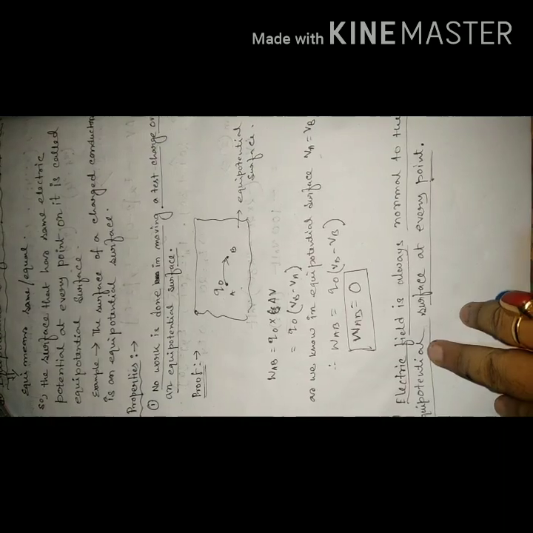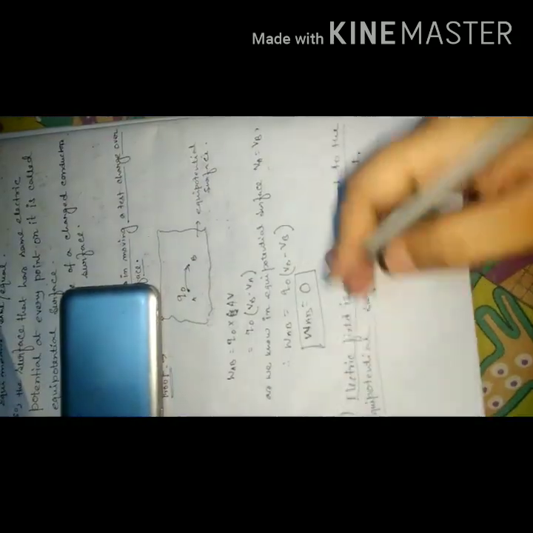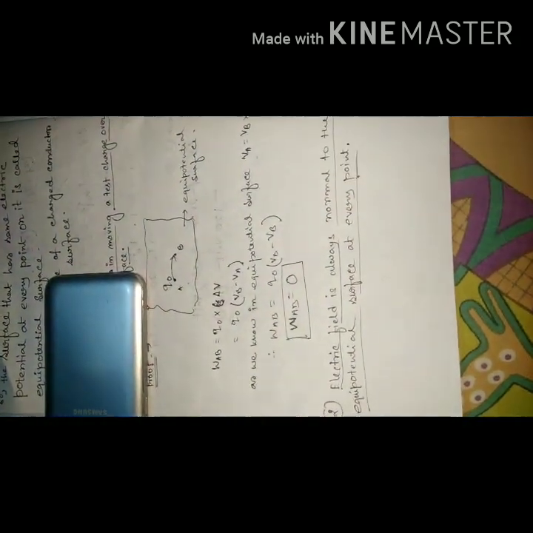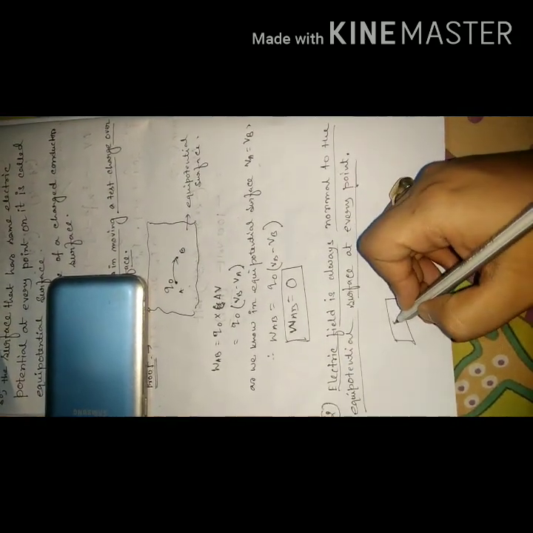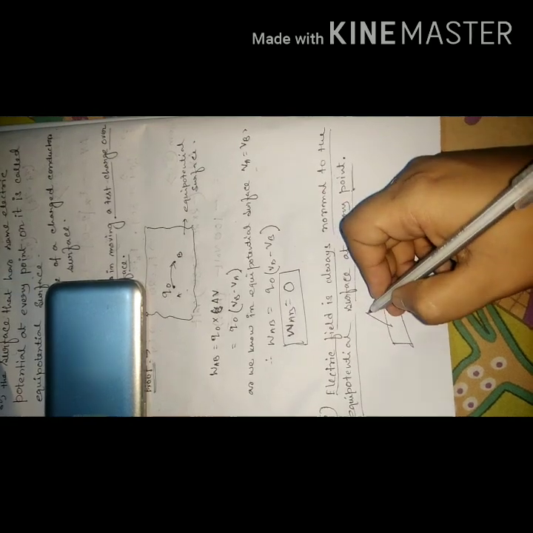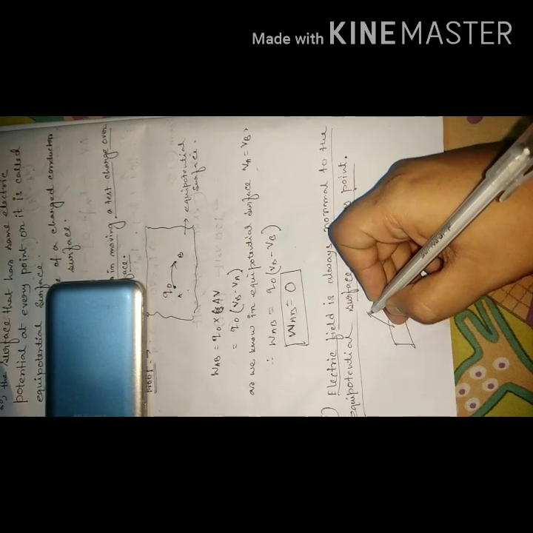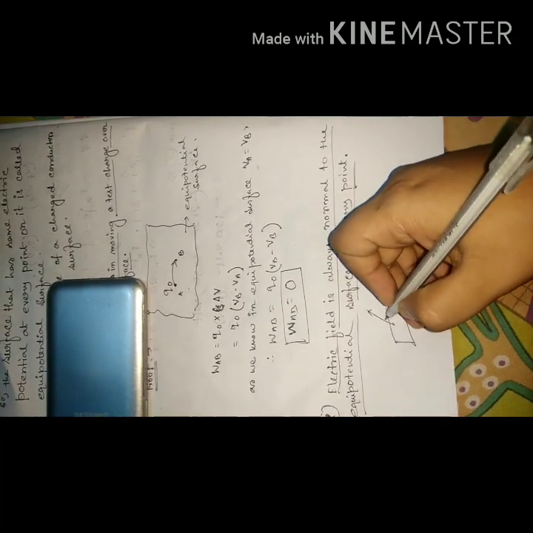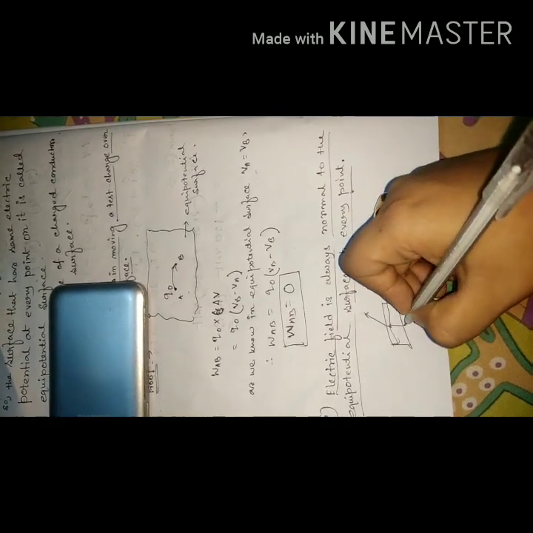The second property is that the electric field is always normal to the equipotential surface. This is a very important topic. Why is this important? Suppose this is an equipotential surface, and the electric field is in this direction, not normal to the surface. Because the electric field is a vector quantity, we can resolve it along this side or along that side.